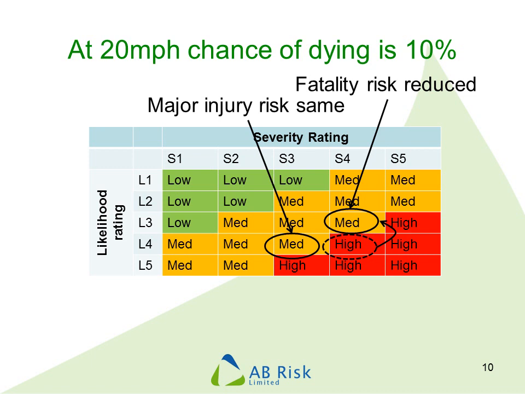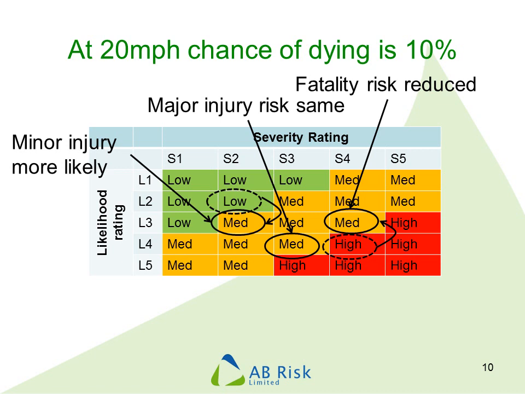But the lesser injuries, I would suggest, a higher proportion will come out as a lesser injury. Before we said it was low because it was an unlikely outcome. Now it's a more likely, or certainly a possible outcome that we'll have a minor injury. So actually our risk ranking for the lesser outcomes has increased to medium.